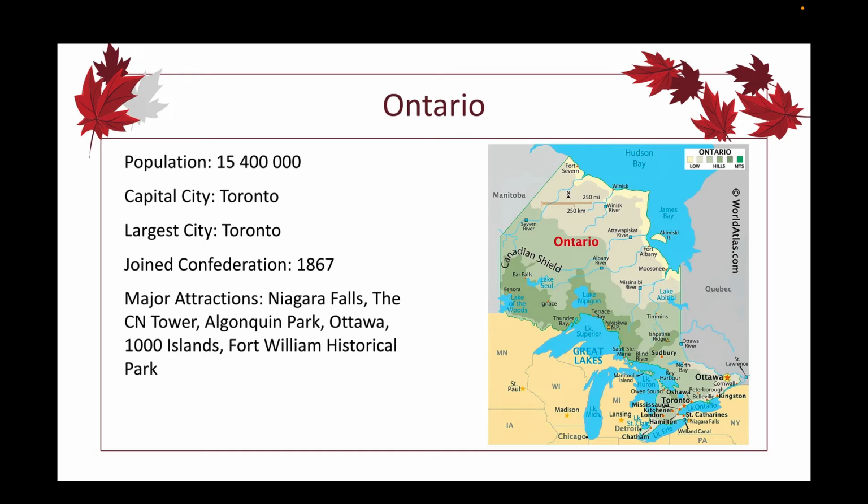So this is part of federalism, which we will be learning about in later lessons. Ontario is one of our largest provinces, which means they are going to have a lot of major attractions, and you can look up some of those there.